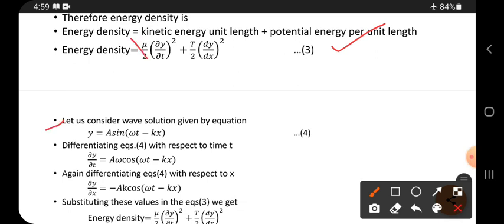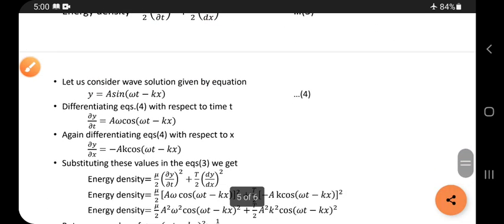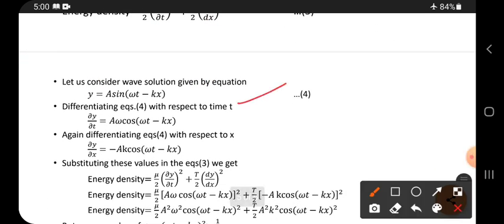Now for this, I am going to calculate the solution. Let us consider the wave solution given by y is equal to A sin(omega t minus kx). So one time we have to differentiate with t and next time with x. First let me differentiate with t. Then we get dou y by dou t. Sine becomes cos, and since t is multiplied by omega, omega comes outside.